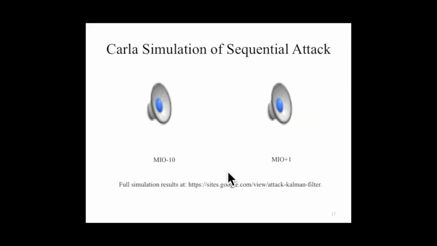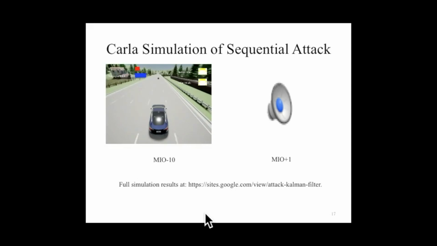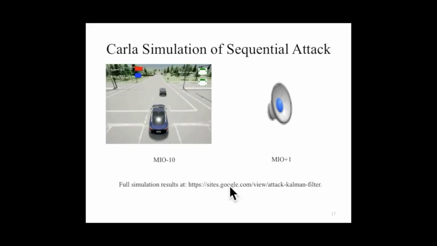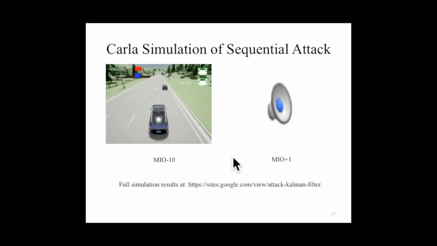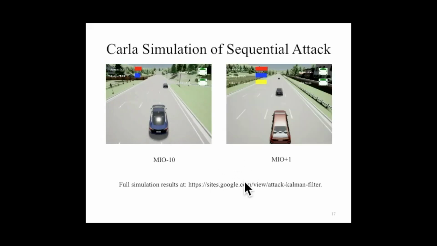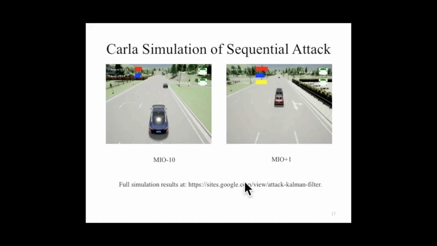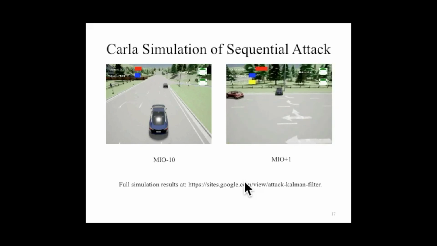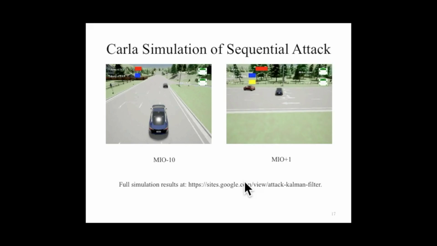Finally, we simulated our sequential attack in CARLA, and here are some videos. The left one is for MIO minus 10. And our attack causes a collision. The right video is for MIO plus 1, where the red car is the trailing car. And after our attack, the trailing car bumps into the victim car. To see the full simulation results, please check out our website.